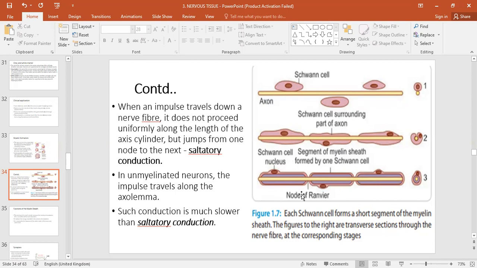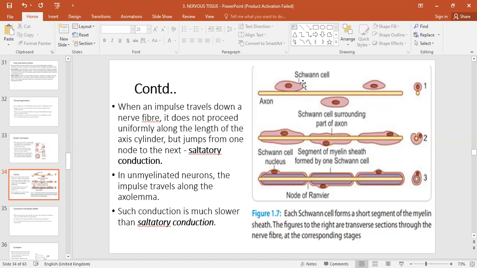Therefore, these nerves transmit impulses much quicker, and such kind of transmission is known as saltatory conduction. So saltatory conduction is the most rapid or fast way of transmitting impulse to the next cell, and that is achieved only by myelinated nerves. And we said it's only large nerves that are myelinated. The smaller ones are not.